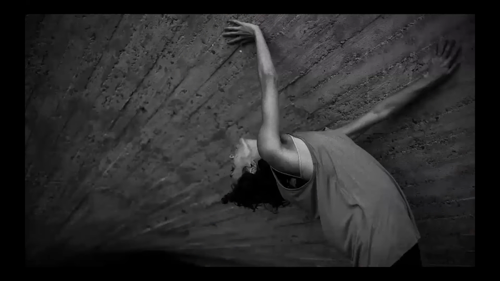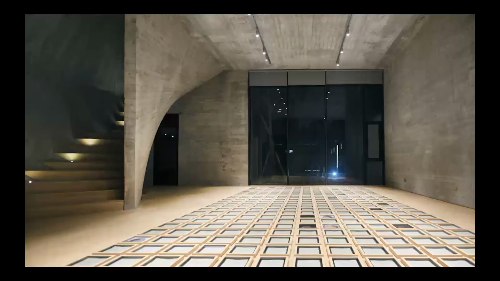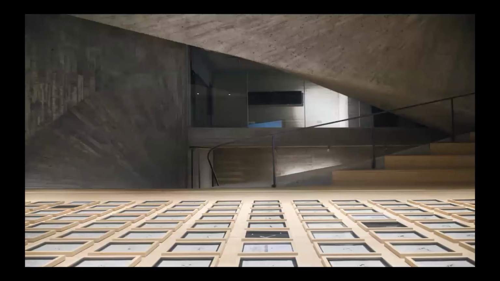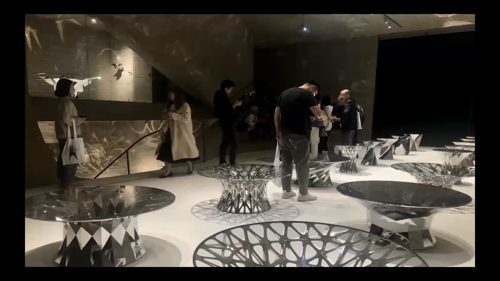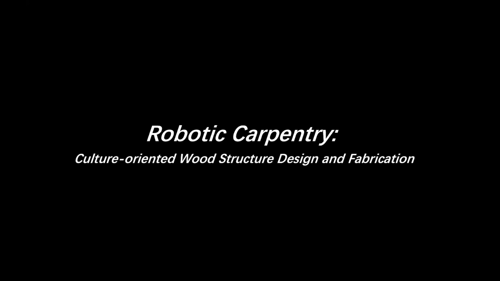And we invited some dancers to make a performance in this building, and also different exhibitions here, some art events happening in this space. This is a furniture exhibition. Okay, and robotic carpenter. And the last one is concrete and brick mansion, and we come to the robotic carpentry, which is also culture-oriented wood structure design and fabrication.